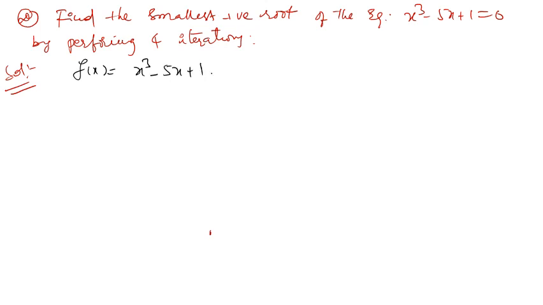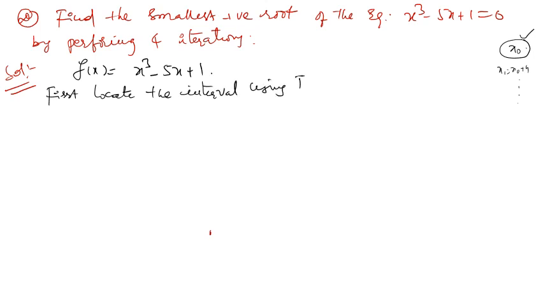Now here the initial approximate root x0 is not given. To apply a Newton-Raphson method, what we have to consider? Take initial approximation root x0, then what is exact root x0 plus h, like that. The procedure is given. So to select initial approximate root x0, first locate the interval using which theorem? Intermediate value theorem.